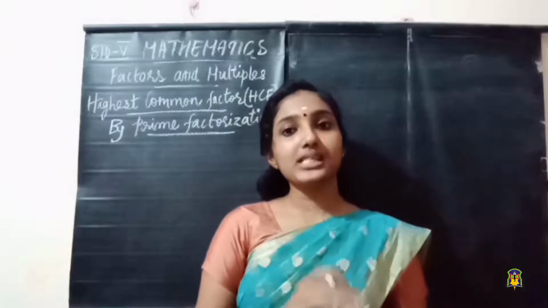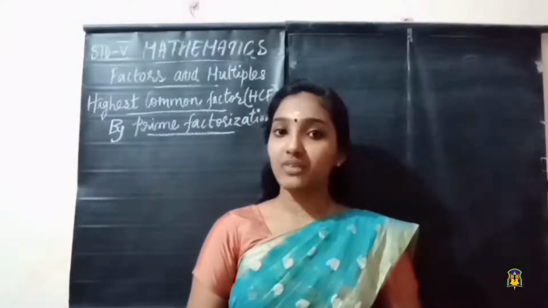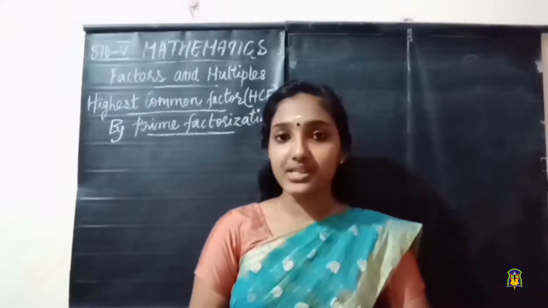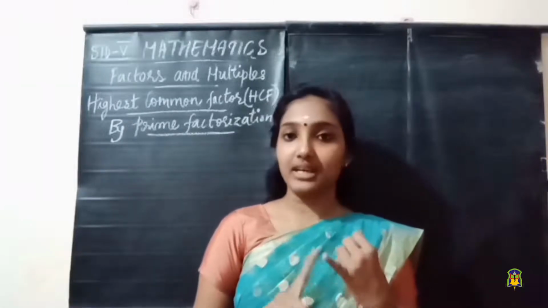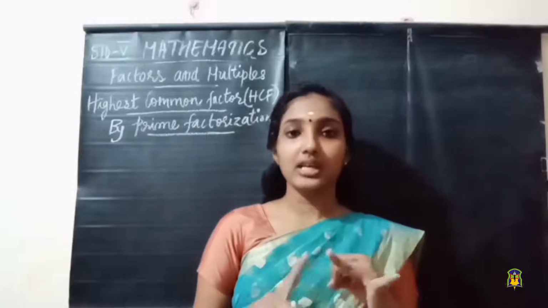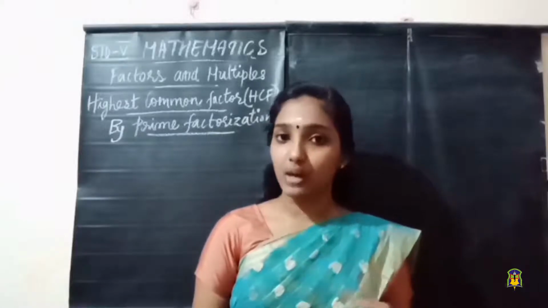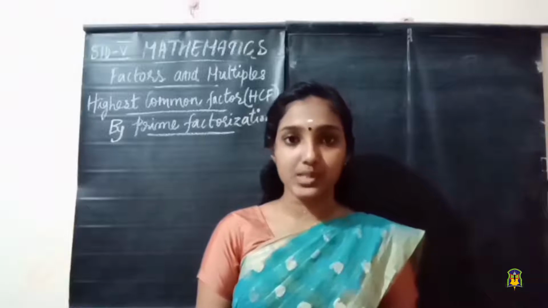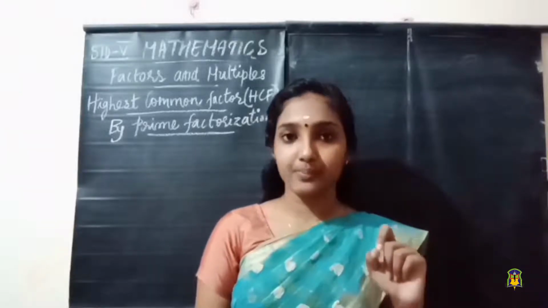So in our previous class we discussed how to find the HCF of a given number, right? How did we find the HCF there? First we find the factors of the given numbers, then we list down the common factors, and from the common factors we find the greatest one, right? There were three steps, right?